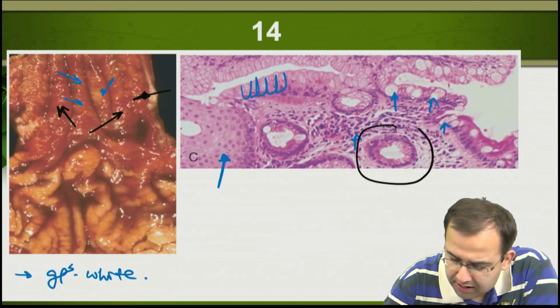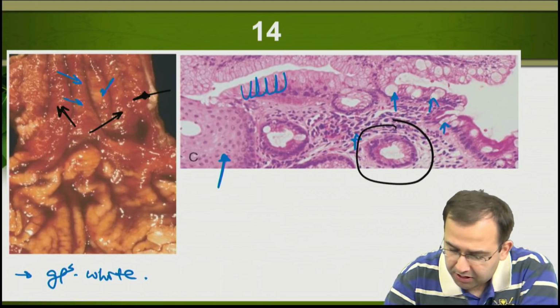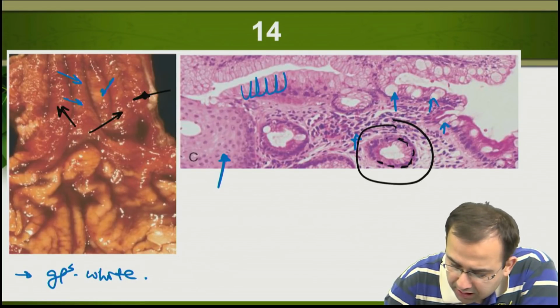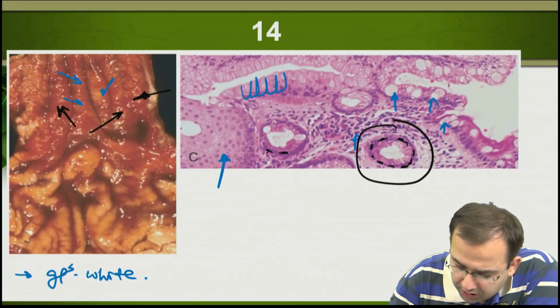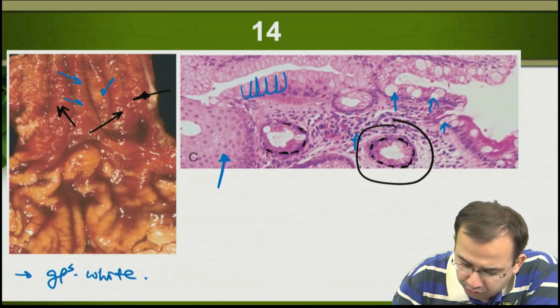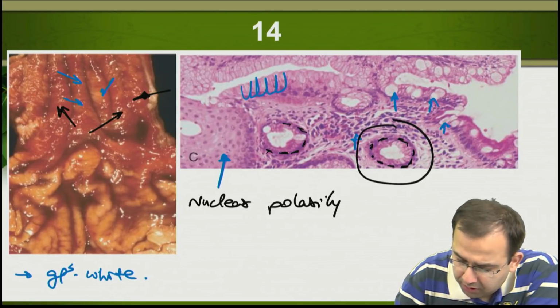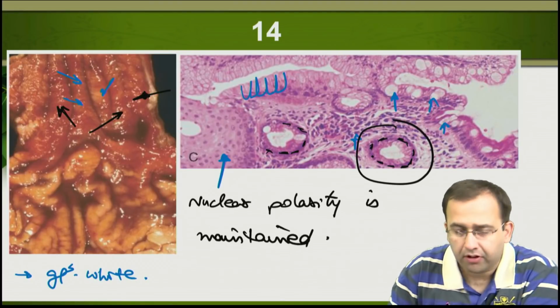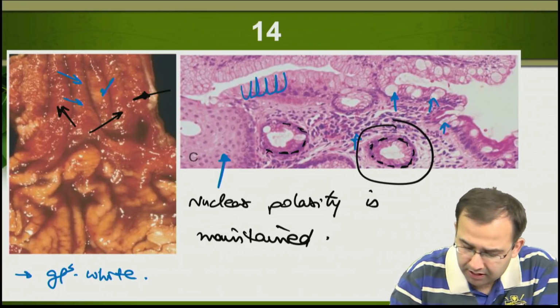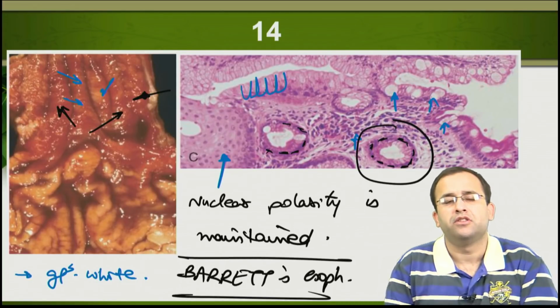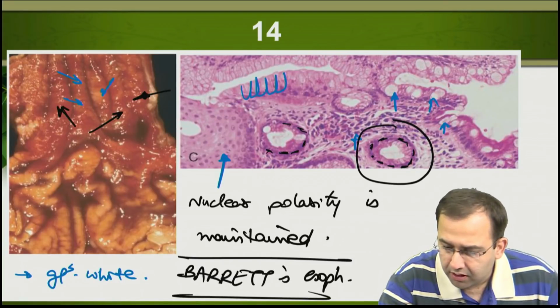Now, some students can get confused that why is this not adenocarcinoma? Because we are seeing glands here. Look at the nuclei of the glands. Nuclear polarity is maintained. All the nuclei are present on one side of the cell. This is called nuclear polarity. Nuclear polarity is maintained, that is, they are benign glands. Hence, this is a case of Barrett's esophagus. Next point.